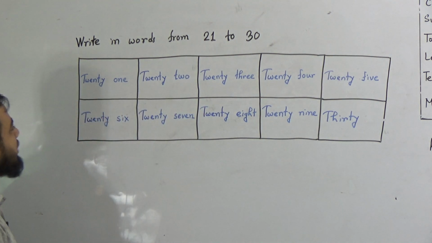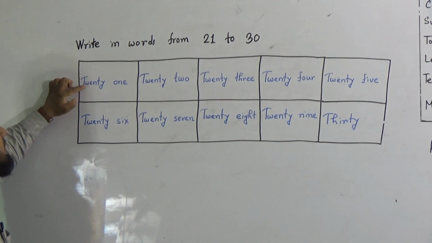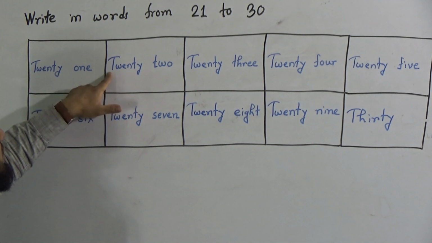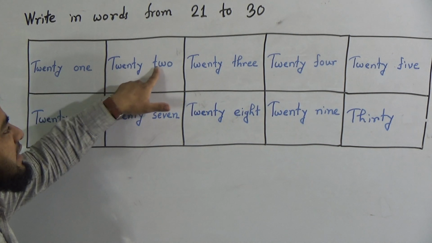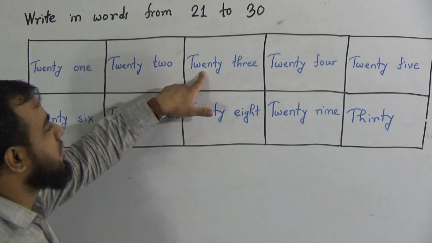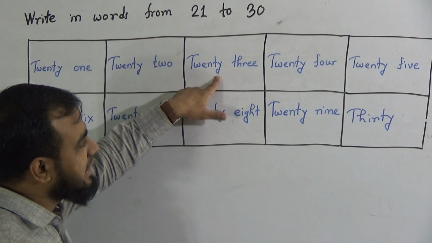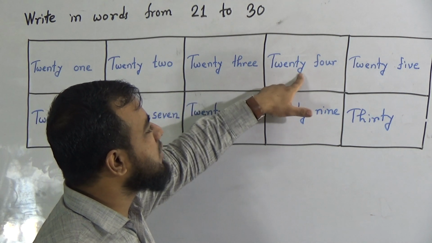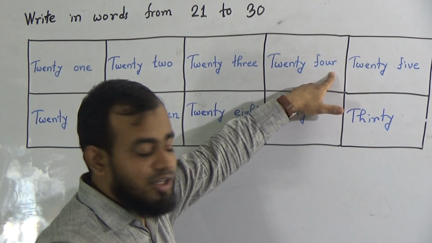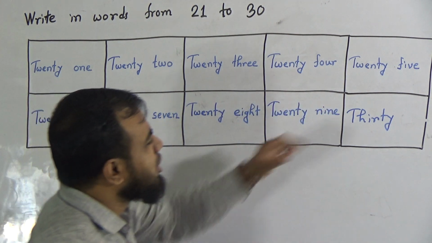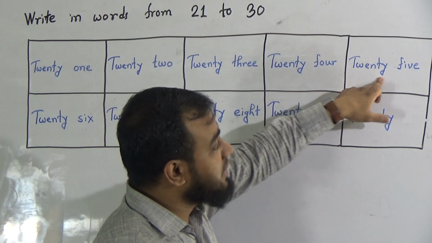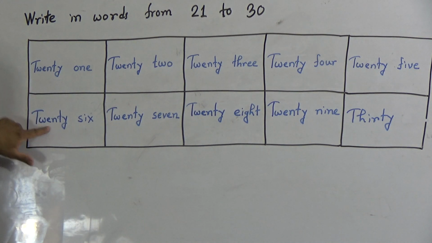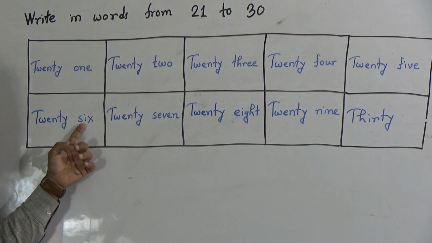Now I am going to spell this one again from 21 to 30. It's TWENTY ONE, 21. Then 22, it's TWENTY TWO, 22. Then 23 is TWENTY THREE, 23. After that it's 24, TWENTY FOUR. Then we have 25, TWENTY FIVE. After 25 the number is 26, TWENTY SIX.